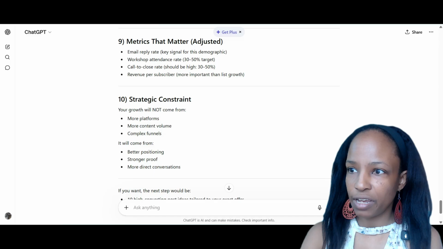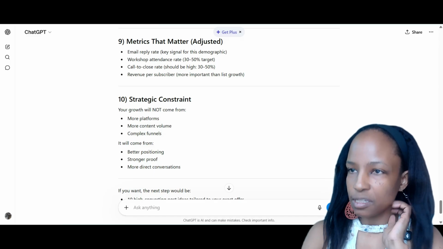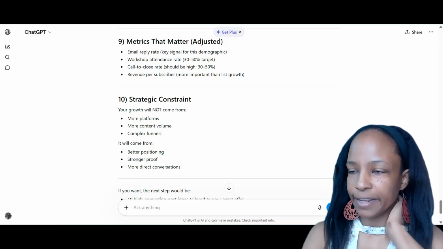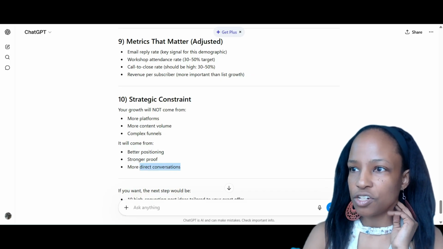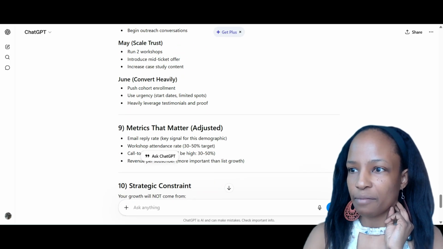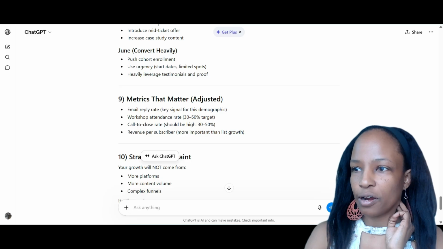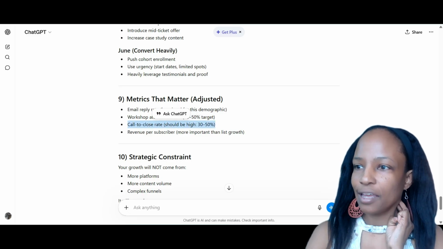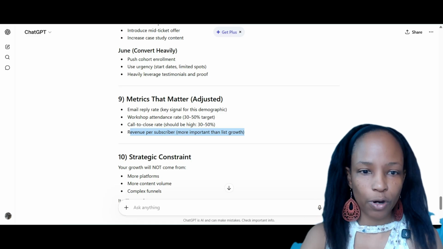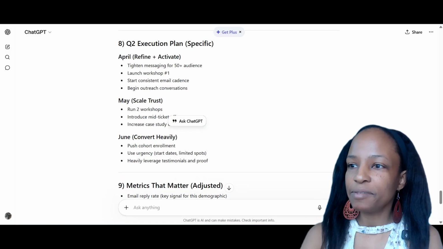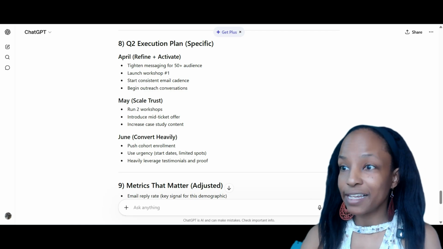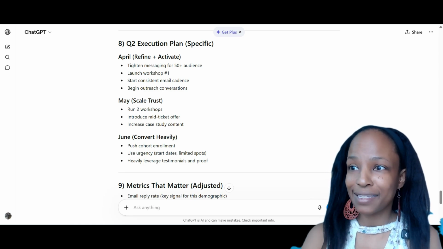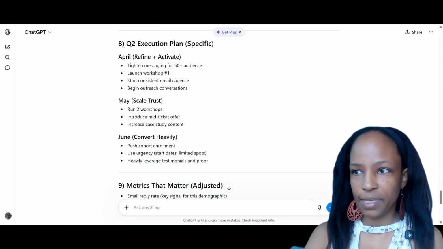It's a strategic constraint. Your growth will not come from... So this is more trend sloppy than Claude was, but it's saying better positioning, stronger proof, direct conversations. Okay, that's not trend slop, but there are some other things like call to close rate. And I'm not saying that these words or these terms are bad. I'm just saying, given the lack of context, when you get the stuff, it's like, okay, well, this is perfect. This is exactly what I need, without doing the deeper dive.